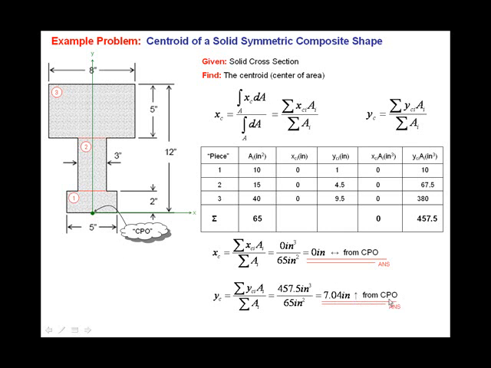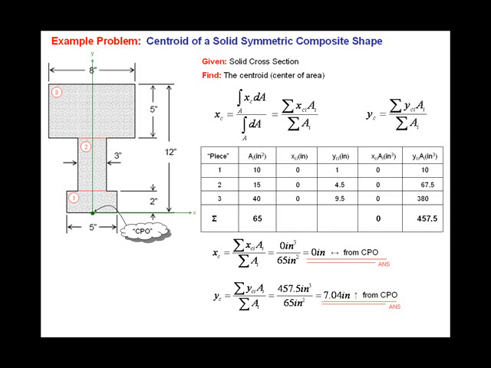We must have this distance from the CPO in order to have this be a complete answer, because this point of origin, this reference point, is completely arbitrary, and depending on where you choose that to be, you could end up with a completely different answer, and it would still be right.